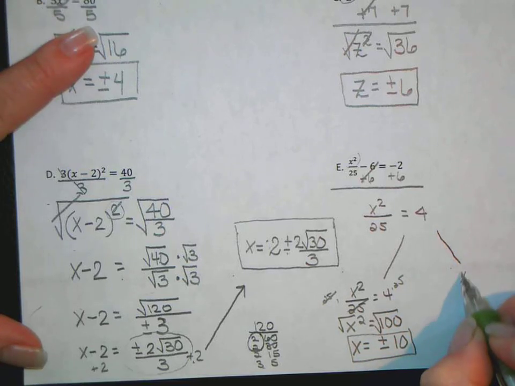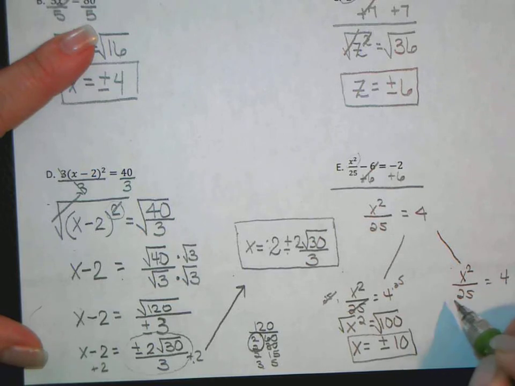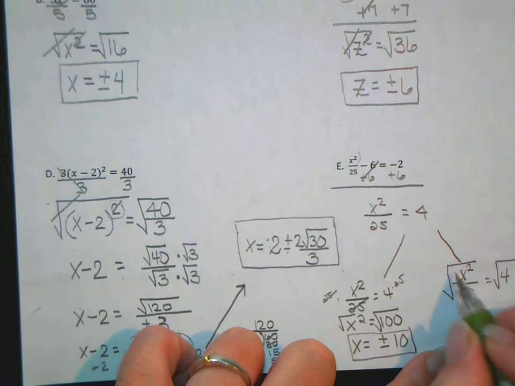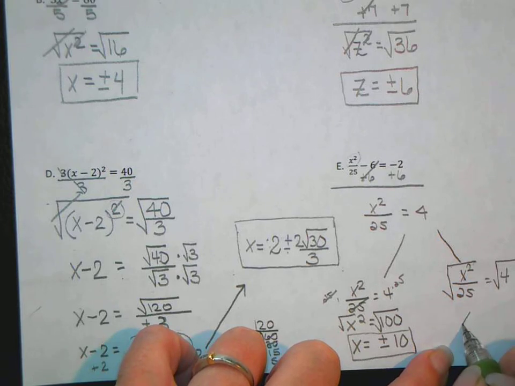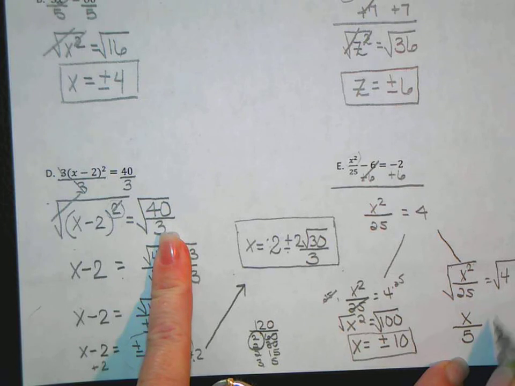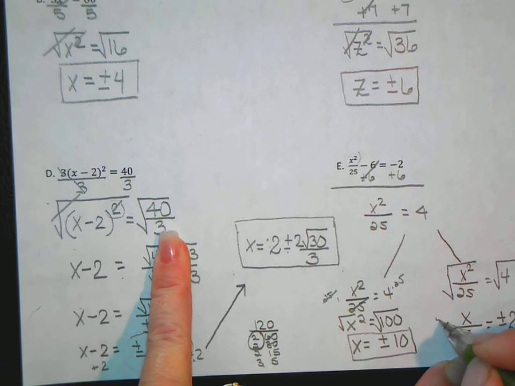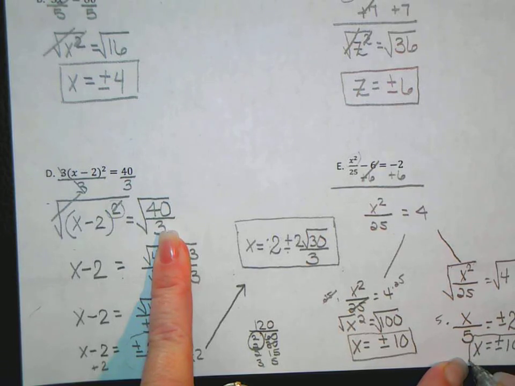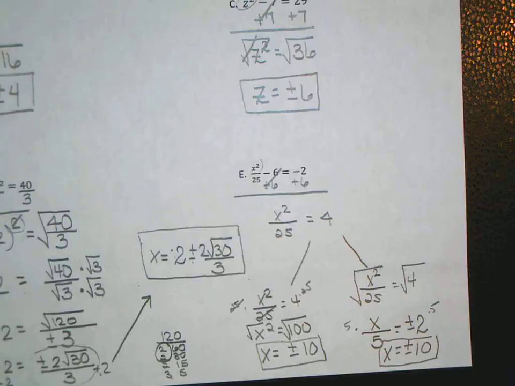So you could actually take the square root of both sides at this point if you wanted to, and what you would get is the square root of x squared is x, the square root of 25 is 5, equals the square root of 4, which is positive or negative 2. Then you would multiply both sides times 5, and your resulting answer would still be x equals positive or negative 10. So 2 different processes, 2 different ways to do it. However, you're still going to get the same answer.